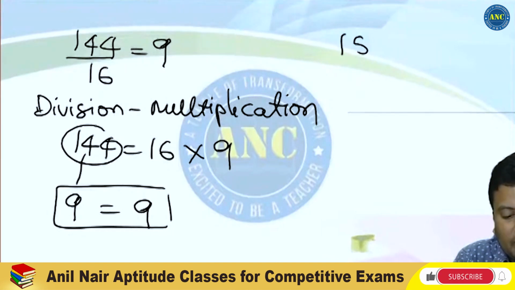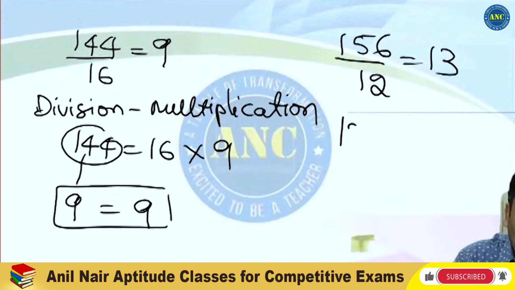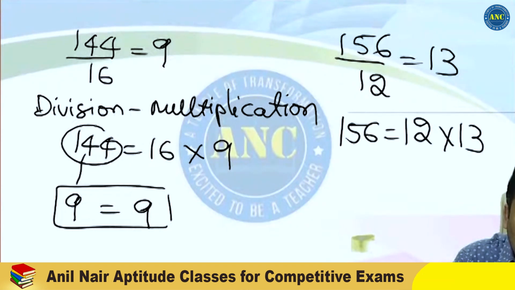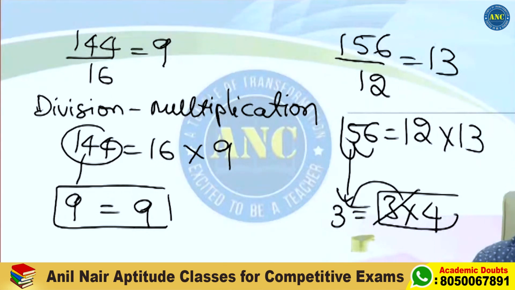So 156 by 12, which is nothing but 13. Do cross addition. 156 is 12 into 13. 12 is 3. So this is 3 into 4. 3 4s are 12. 1 plus 2 is 3. 3 equivalent to 3. Yes, Vamshi, you are right.